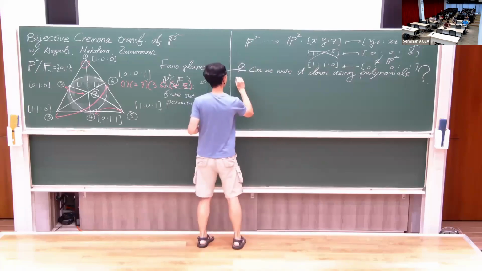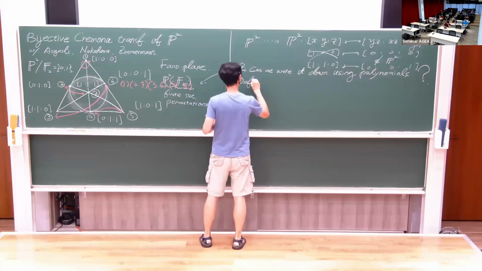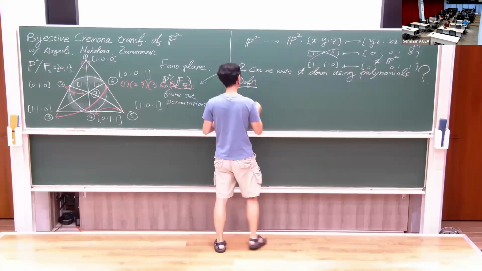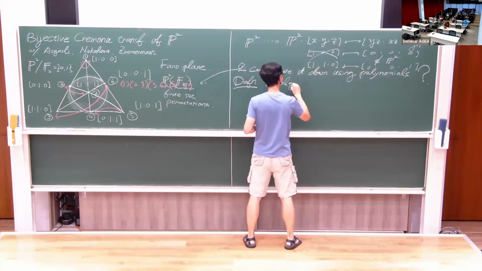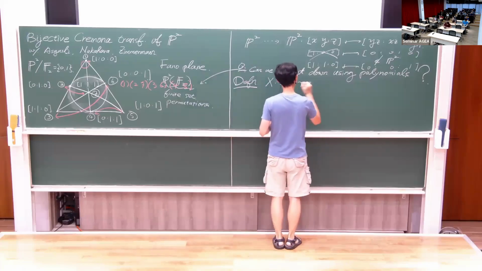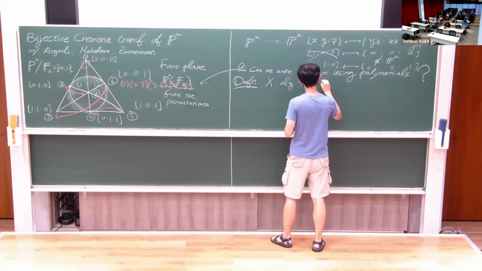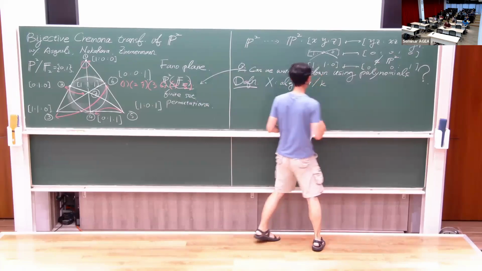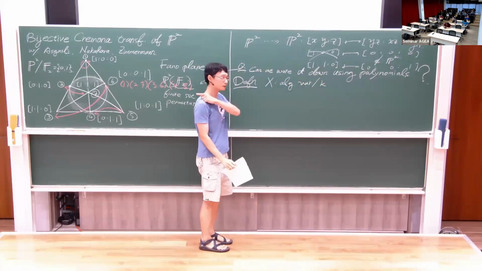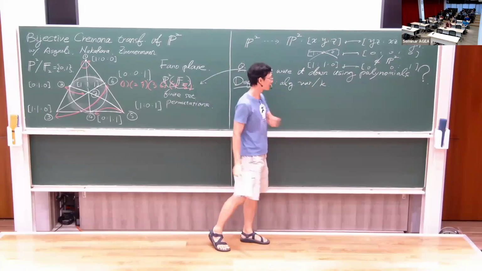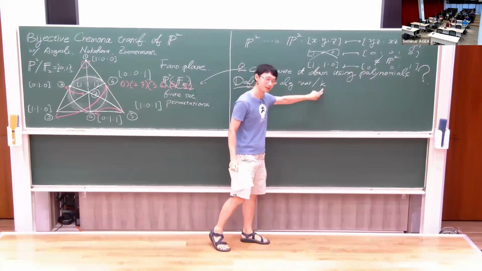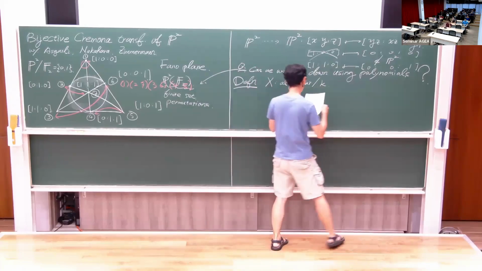So here's the definition. Let me start with the definition. Given X an algebraic variety defined over a field K. For example, P2 is an algebraic variety, and you can think in that case, K is a finite field of 2 elements. An example.